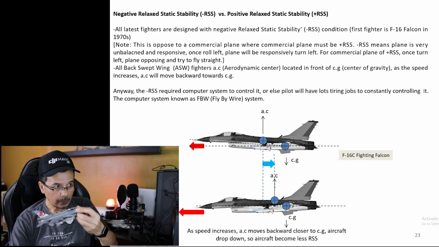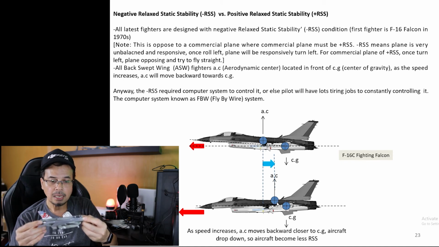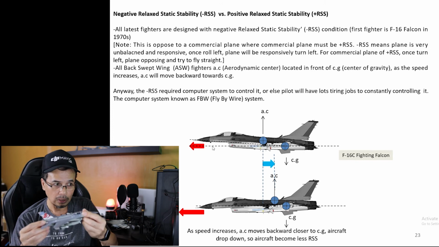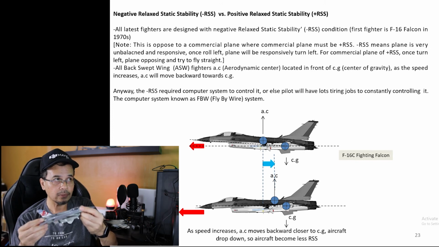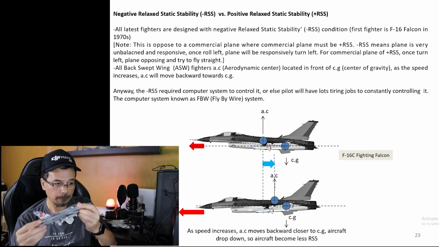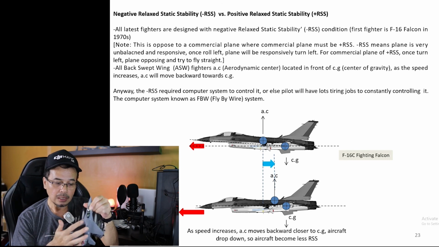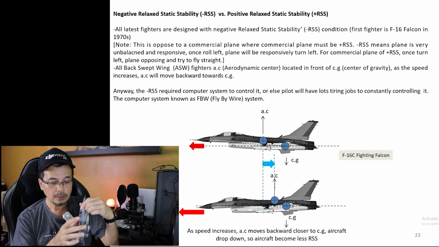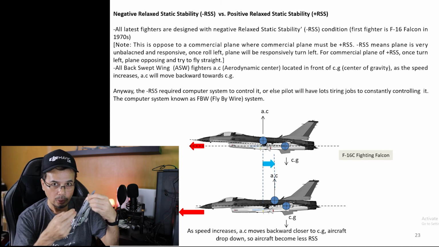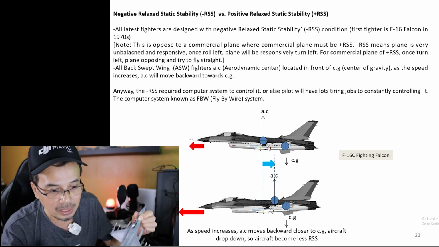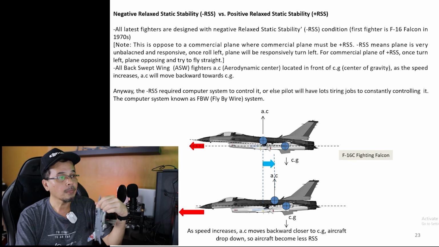So in other words, because the distance between the AC dengan CG becomes closer, it is less responsive compared to what it does at low speed. So at low speed, the plane is more negative RSS compared to when it is at high speed. All right, so that is the disadvantage of having the backward swept wing. The backward swept wing means that the AC will move backward closer to the CG, so it becomes a less unstable condition, which is not good for the fighter plane.